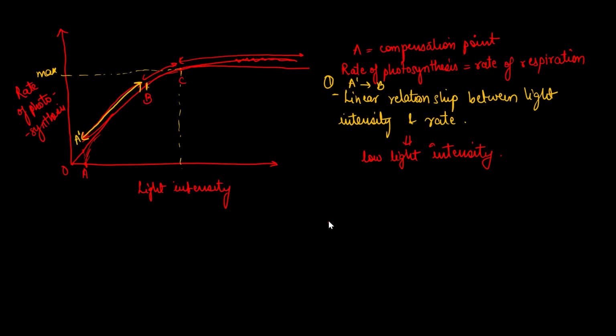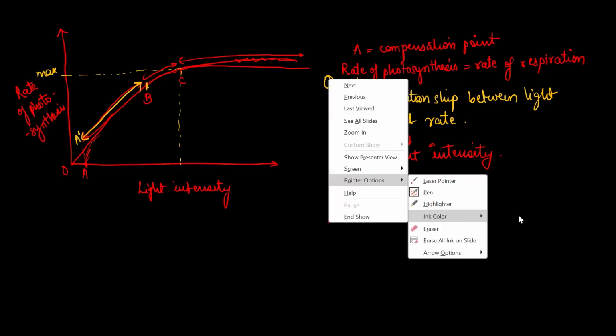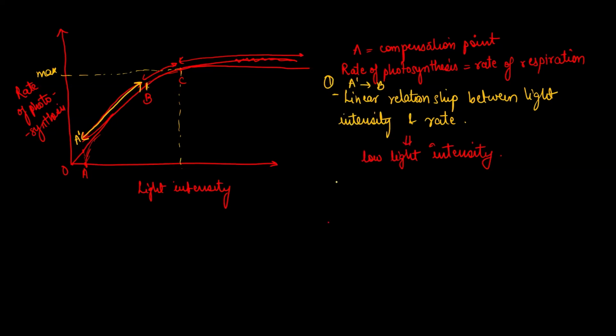Right? Now you have a second condition, which we can see here from B dash to C. What happened here? A kind of plateau is being attained by the plot, right? So here the rate is becoming constant. Not only from B dash to C, but onwards also, it will become constant.